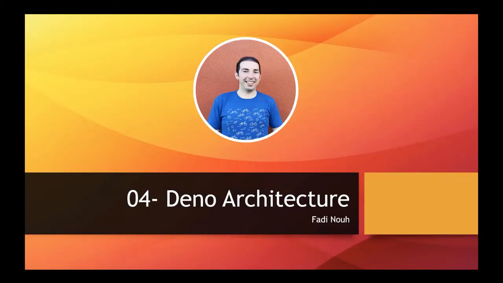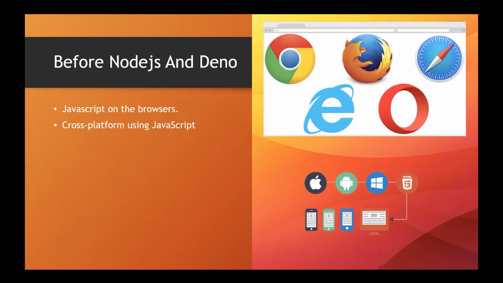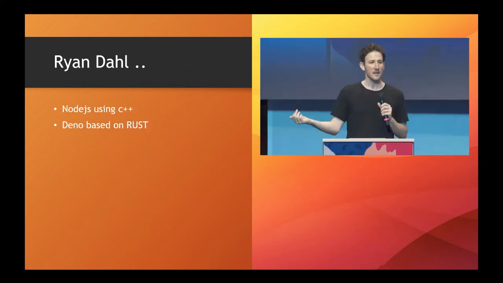In this lecture, we are going to know what is the Deno architecture. As we saw before, Deno is like Node.js, a runtime environment for executing JavaScript code. Before Node.js and Deno, we used JavaScript code to build applications which can run on browsers. But now, the JavaScript code can run on more than a browser, using the same JavaScript engine, called the V8 engine. Ryan Dahl was able to do that in Node.js using C++, and now with Deno based on Rust.